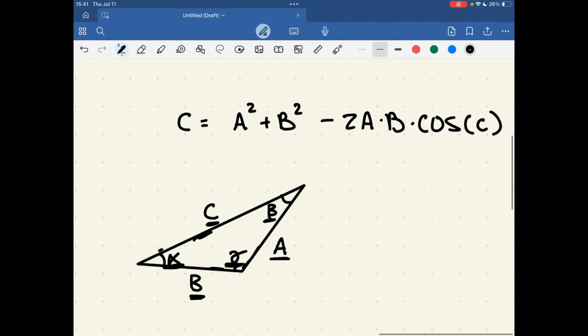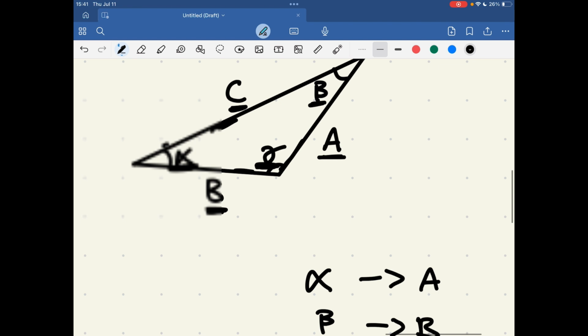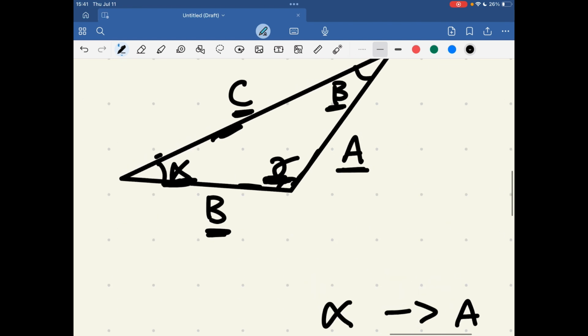Now you have to keep track of them. So typically you don't use alpha, beta, or gamma. You just use A, B, and C. But since for C it's hard to tell which one is the side C or which is the angle C, for me it's just easier to use alpha, beta, and gamma.